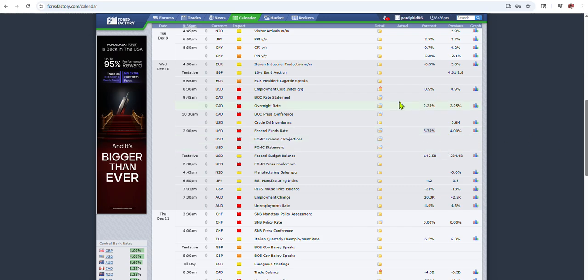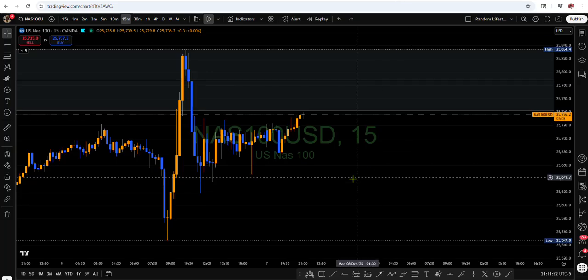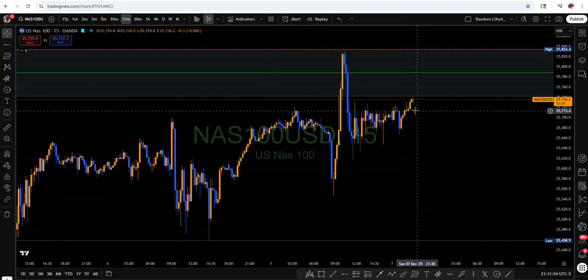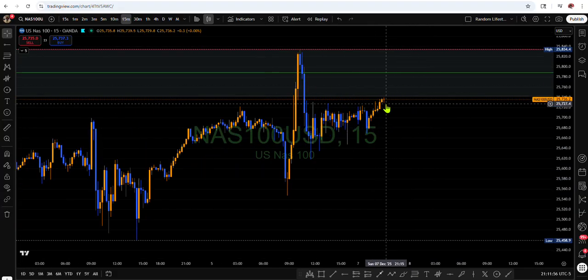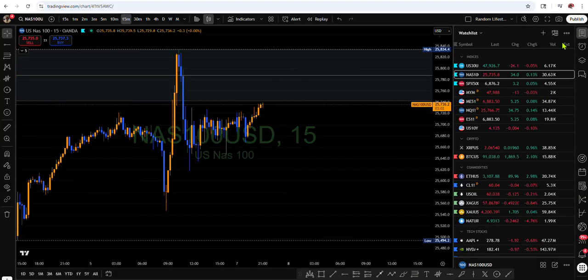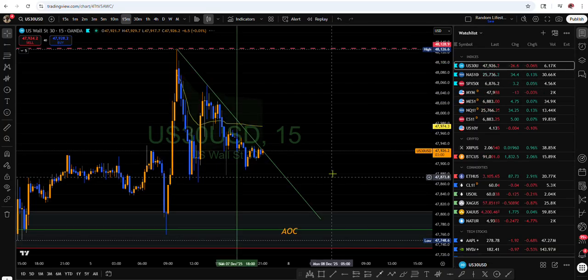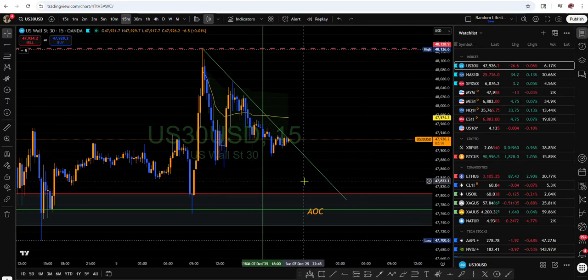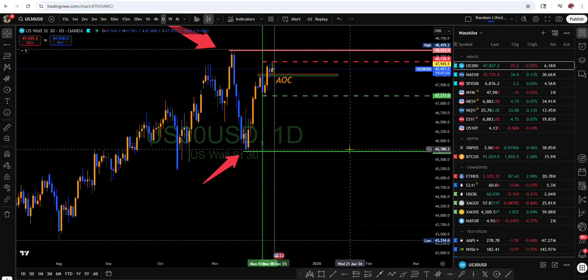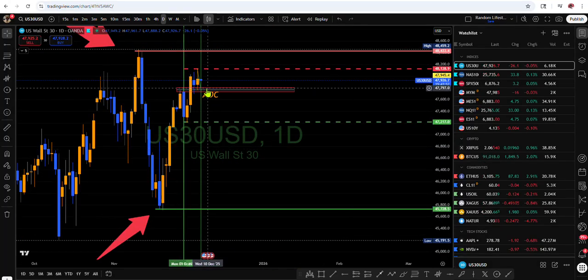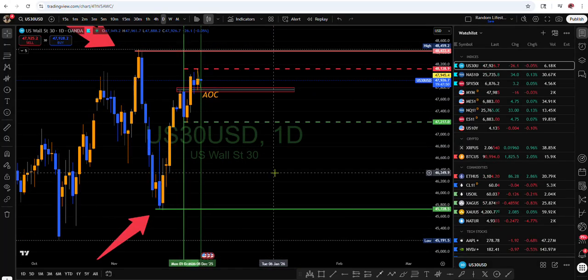But right now, the only one that looks cleaner than the other one is NAS100. US30 is coming back down into an area where we should see stuff moving back up to the upside. So just be careful. Just be careful with that.